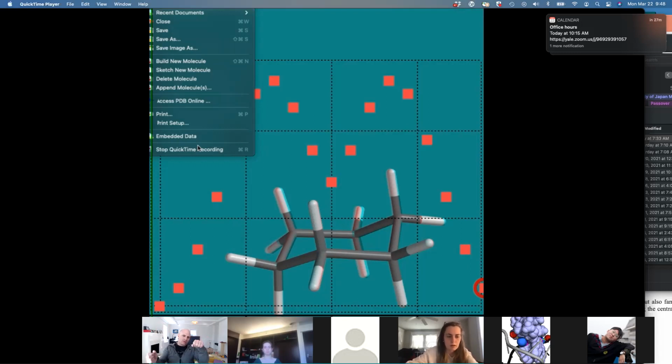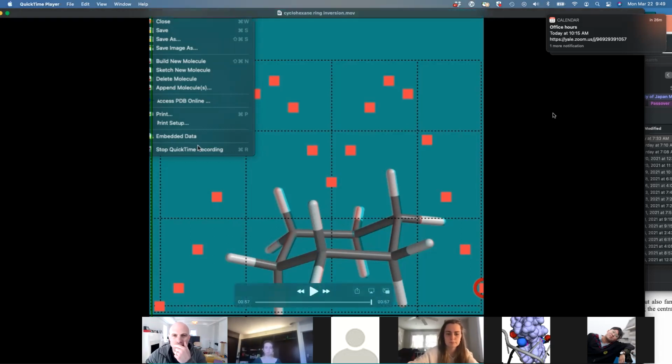It's not really a synchronous movement, as you can see from this energy diagram. So you drag one carbon up, you make a half chair, you keep dragging, you hit the twist boat, and then you start to pull the other one down, you hit a half chair, and then you hit the other chair.